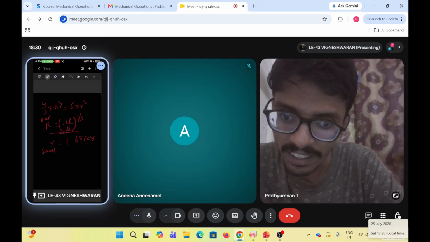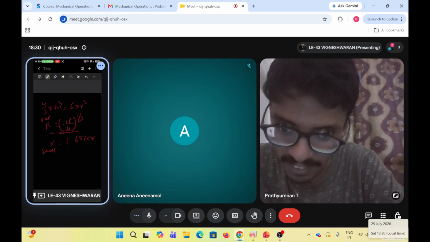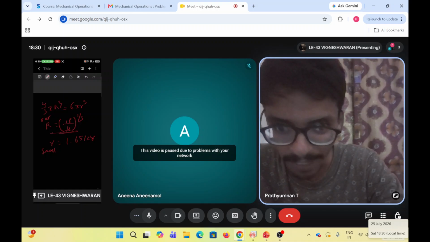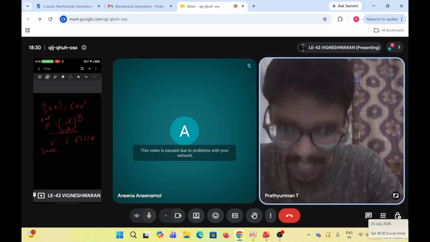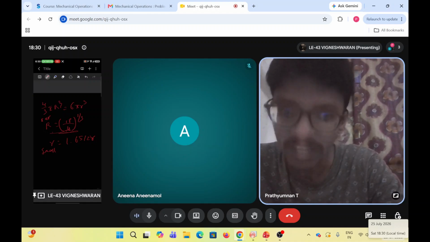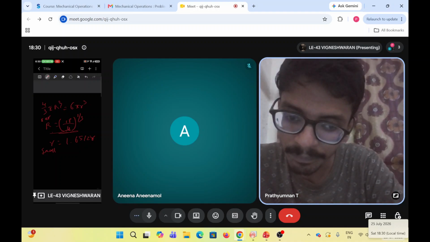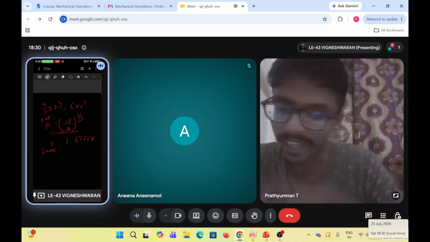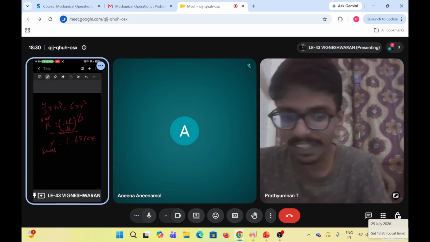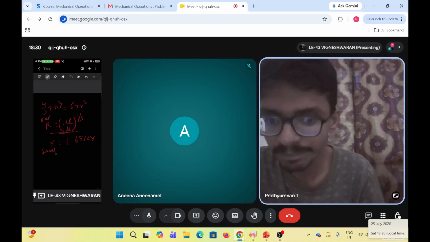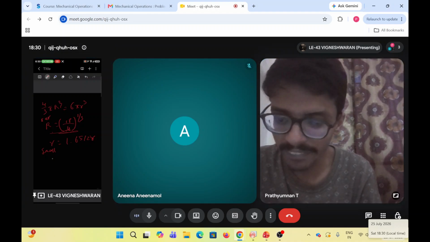4 by 3 into 5 r by 3. I did the math correctly, but this is fine. 18 by 4, 1 by 3 is fine. You need to multiply that with small r. Capital R is equal to 18 by 4, whole power 1 by 3, times small r. Then you will get capital R as 1.6512 times small r. Yes, sir. Then proceed.